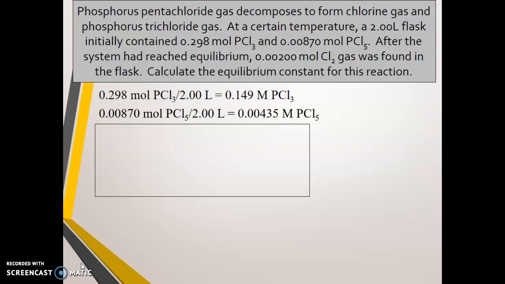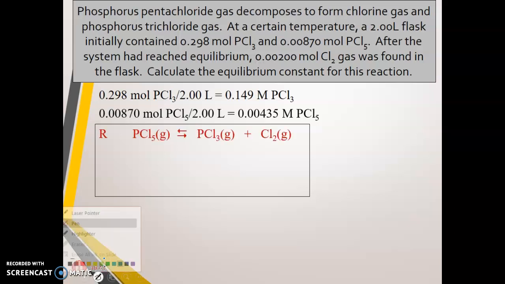So phosphorus pentachloride gas decomposes to form chlorine gas and phosphorus trichloride gas. At a certain temperature, a 2-liter flask initially contained 0.298 moles of PCl3 and 0.00870 moles of PCl5. After the system had reached equilibrium, 0.00200 moles of Cl2 gas were present. So we're given this, but it is in a 2-liter flask.